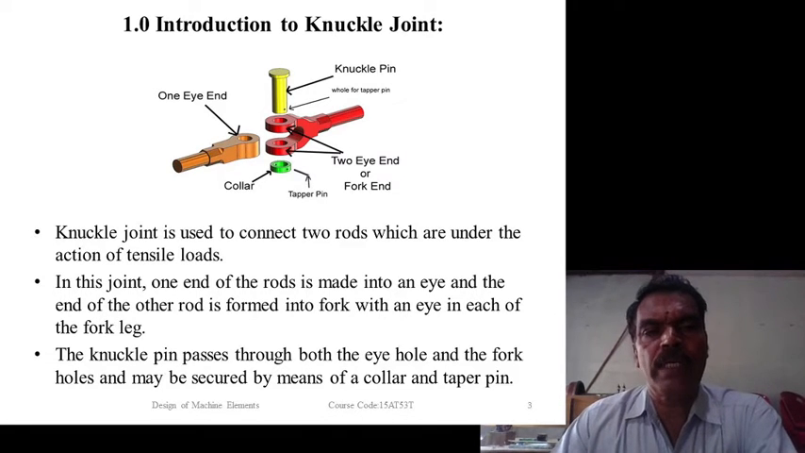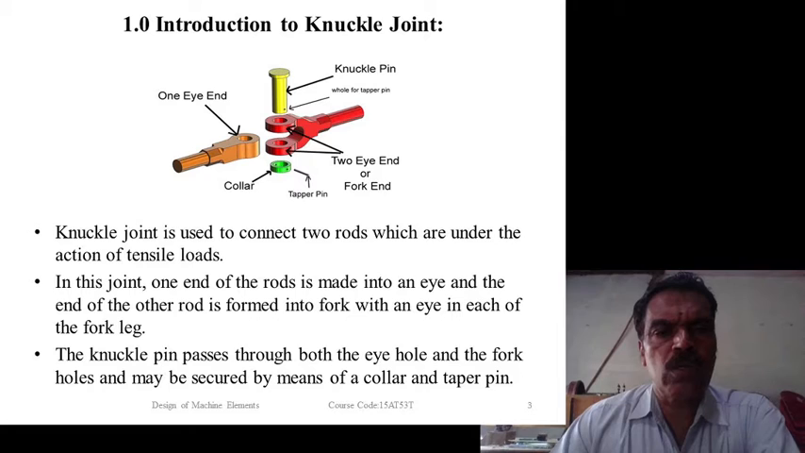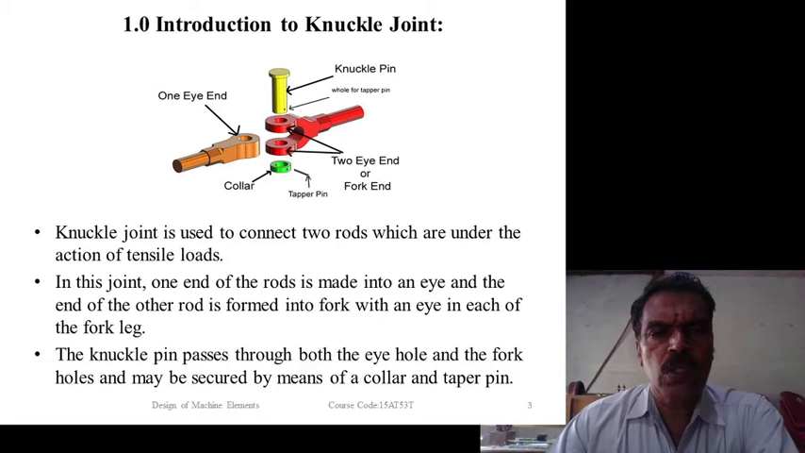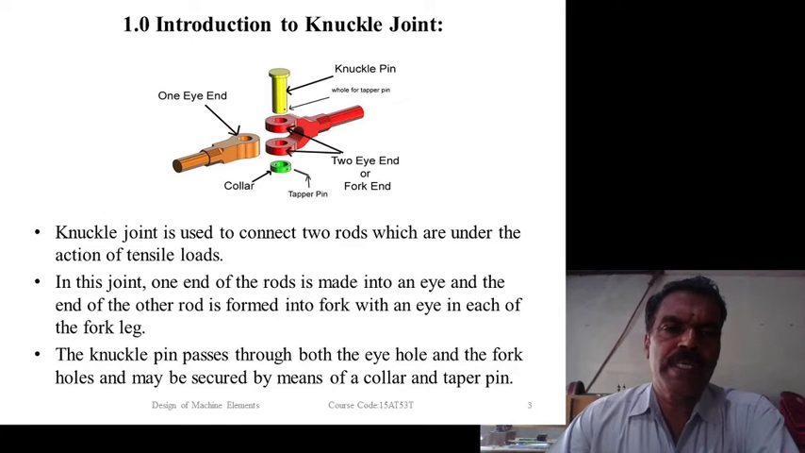Here it mainly consists of three parts. One is the one eye end, and this is the two eye end, which can also be called the fork end. The one eye end is inserted into the two eye end, and all three holes coincide with each other. Through them the knuckle pin is inserted, and finally by placing the collar we lock the joint. Like this it gets assembled.